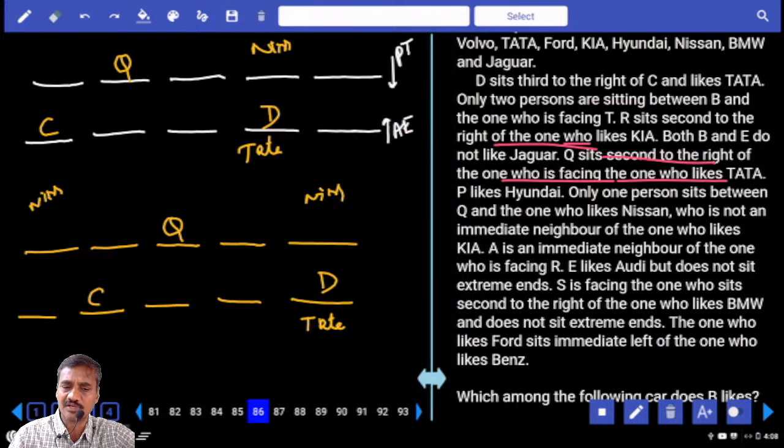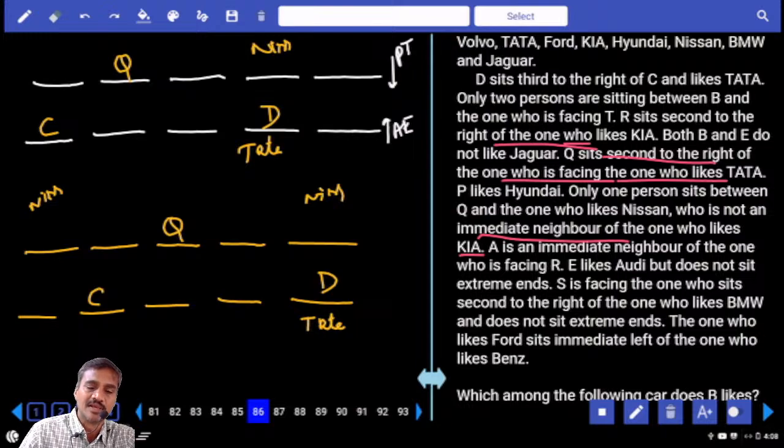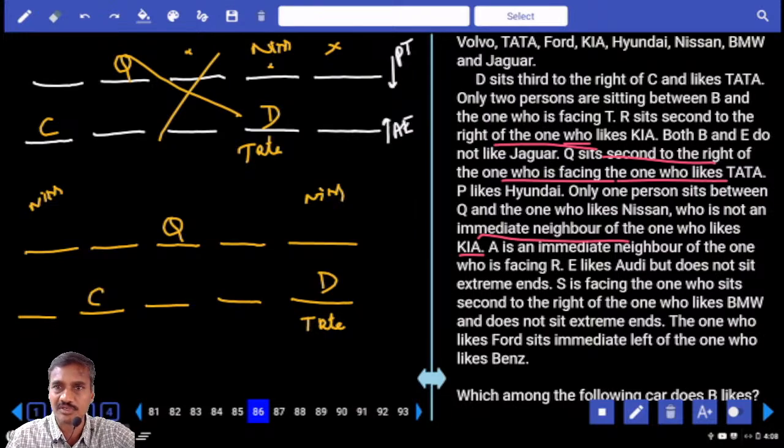R sits second to the right of the one who likes Kia. R is seated second to the right of the one who likes Kia. And Nissan and Kia are not adjacent to each other. Nissan is not an immediate neighbor of Kia. And Kia cannot be here, cannot be here, cannot be here. Hence this case is completely ruled out.